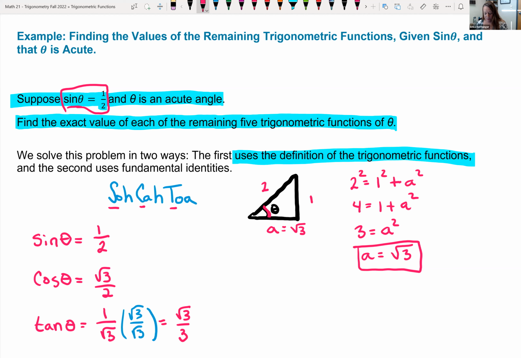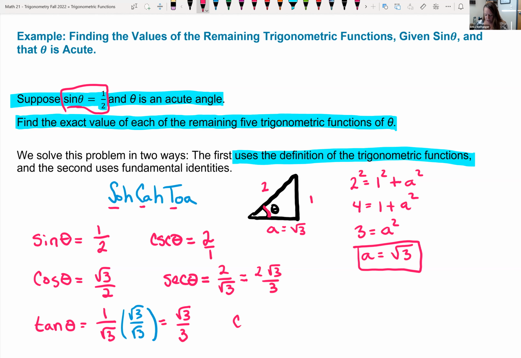So we can get the other 3 using the fact that they're the reciprocals of the ones that we just got. So sine theta, the reciprocal function is cosecant theta. So the reciprocal of 1/2 is 2, or 2 over 1. Cosine theta, the reciprocal of cosine theta, that is secant theta. And so that's 2 over root 3. We want to rationalize our denominator. So multiplying both the numerator and denominator by root 3, we would get 2 root 3 all over 3.